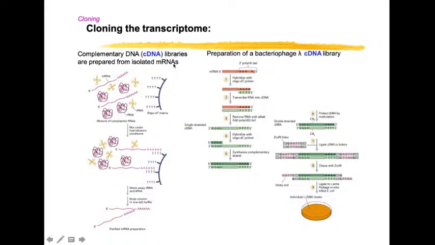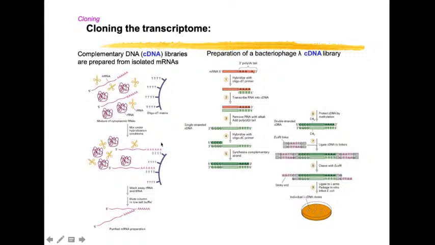Now this is cloning the transcriptome. Here you can see complementary DNA. The cDNA libraries are prepared from the isolated mRNAs. You can see some isolated RNAs, tRNAs, all present, and also mRNAs. You have an oligo-dT matrix here on the right. You mix under hybridization conditions, and only the mRNA with the poly-A tail attaches to the TTT. The rest of the ribosomal RNA and tRNA will be washed away. At the end, we can elute them with a low salt buffer, and you have a purified mRNA preparation. This is how you can purify your mRNA from tRNA and rRNA.